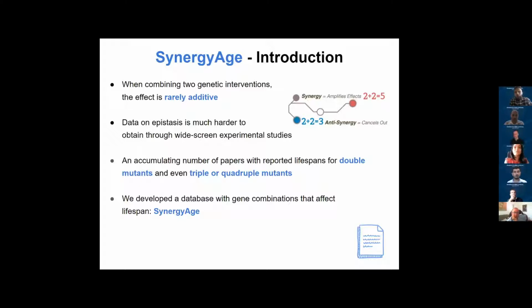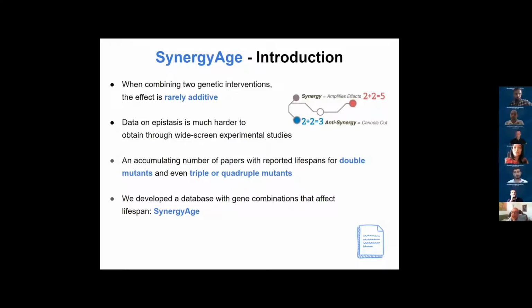Also, data on epistasis is much harder to obtain than single gene intervention data, because we cannot do wide-scale experimental studies. There are a lot of combinations that can be tested, and it's not feasible to try them all in the lab. But fortunately, in the last 2 decades, there is a growing number of papers that report lifespan for double mutants, and in some cases, even triple or quadruple mutants.